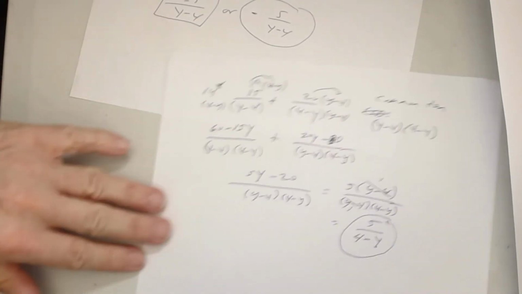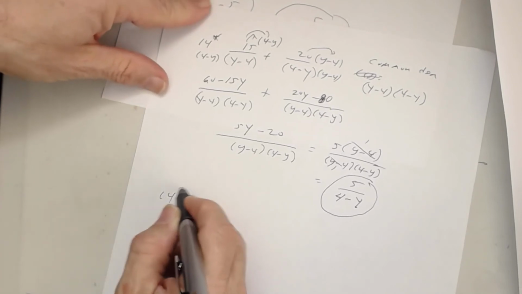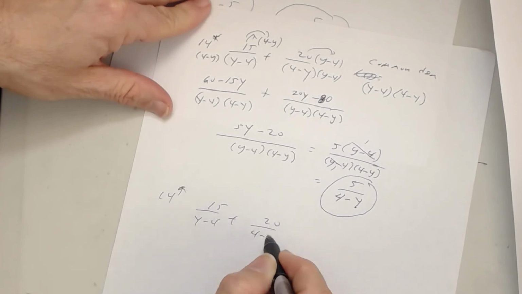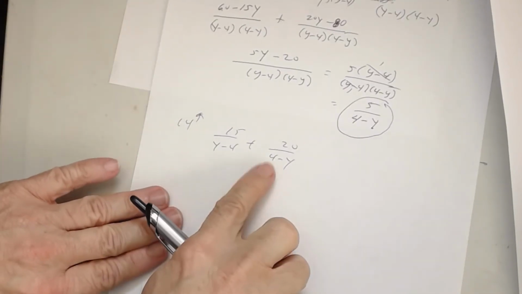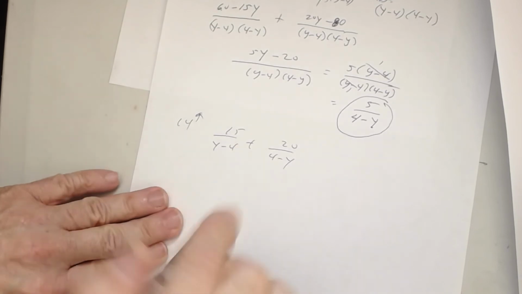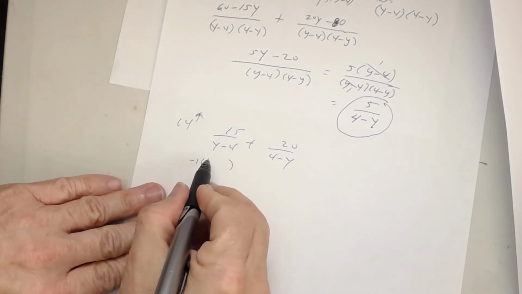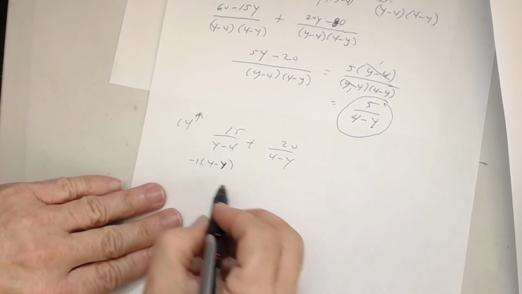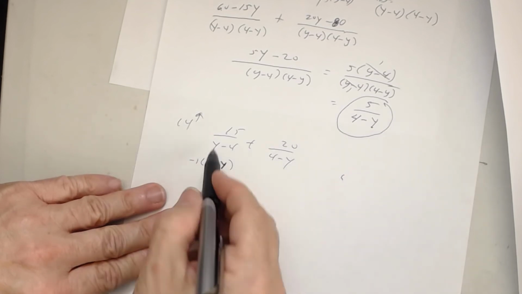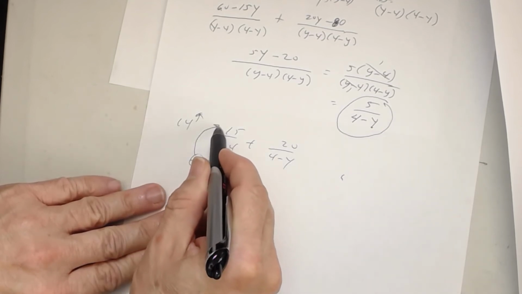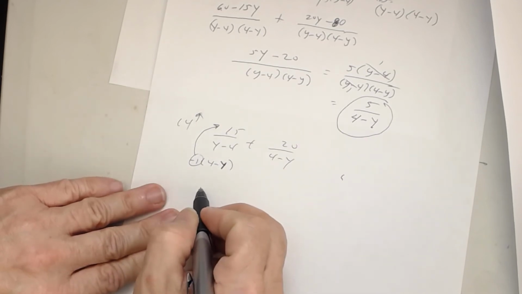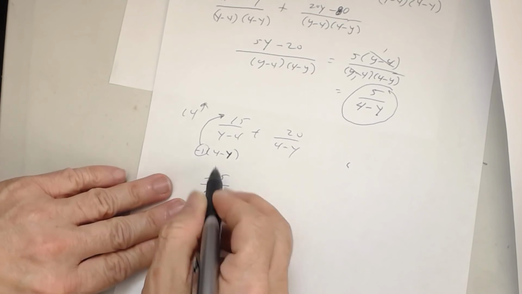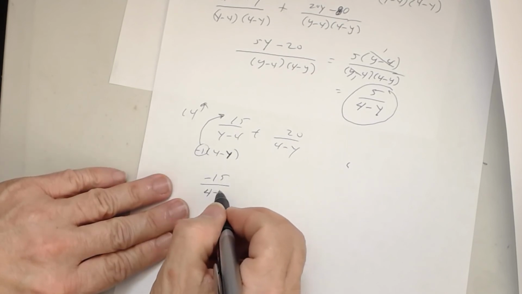Okay, watch. So in other words, instead of factoring out the negative 1 from here, let's factor out from here. This is negative 1 times what? 4 minus y. That's what this is. So for the LCD, I'm going to take this negative 1 and put it in the numerator this time. Okay? So it becomes negative 15 divided by what? Four minus y.